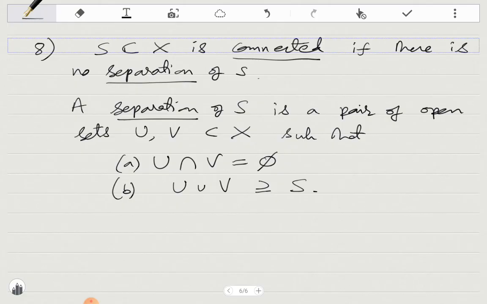So see, the second condition, U union V contains S, is equivalent to saying that U intersection S union V intersection S is actually equal to S. So you cannot break up S into two disjoint pieces such that each piece is the intersection of S with an open set in X.